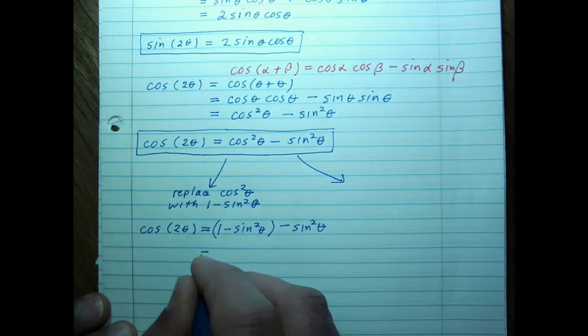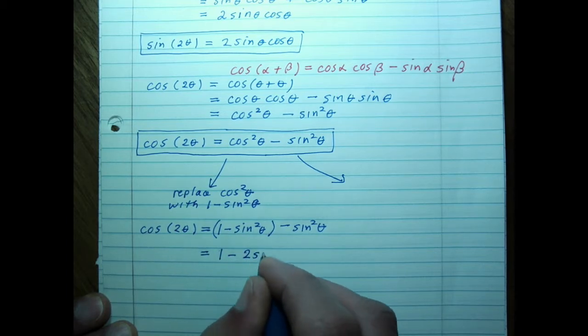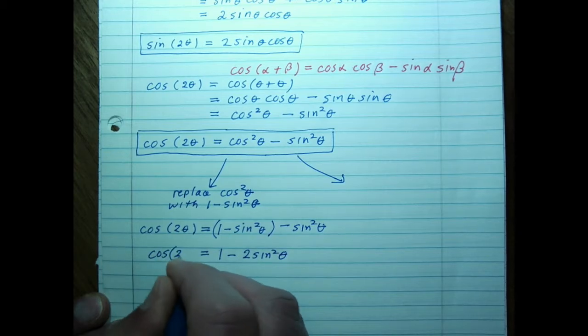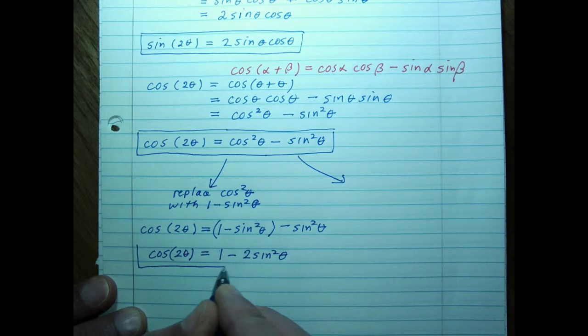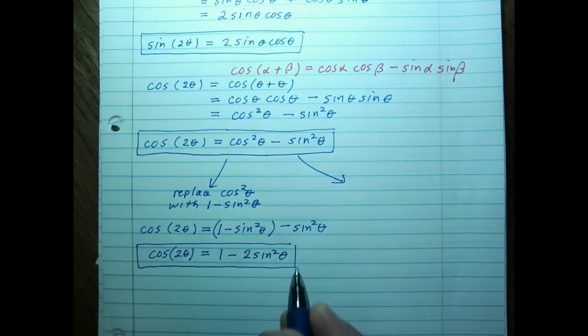And so what do I get here? I can combine like terms. I have 1 minus 2 sine squared theta. That's cosine 2 theta. And that is, for better or worse, another version of the double angle identity for cosine.